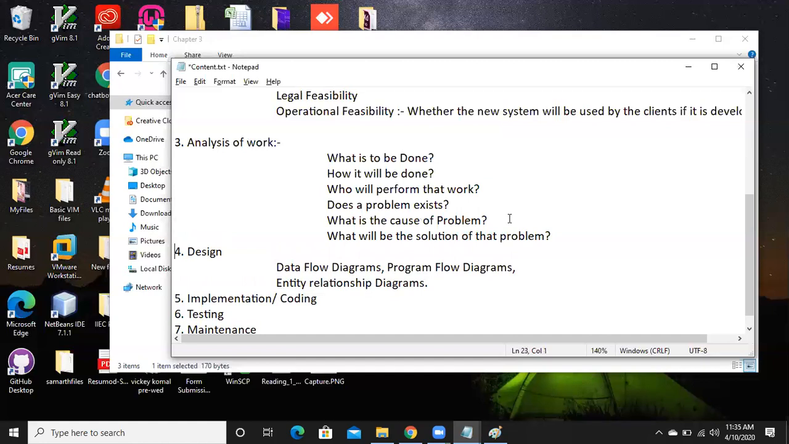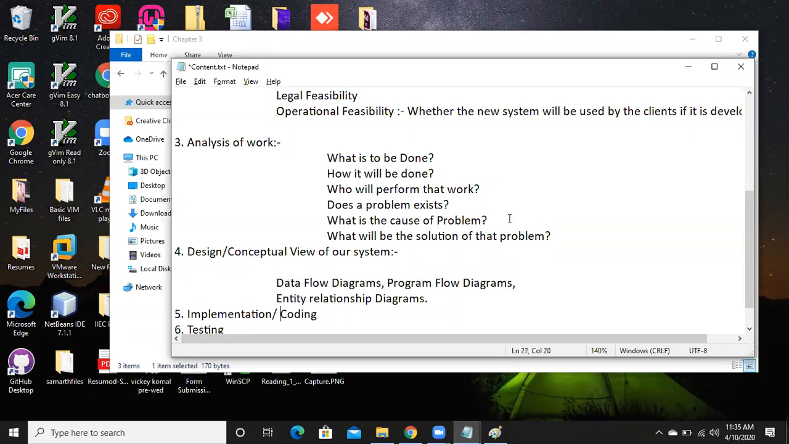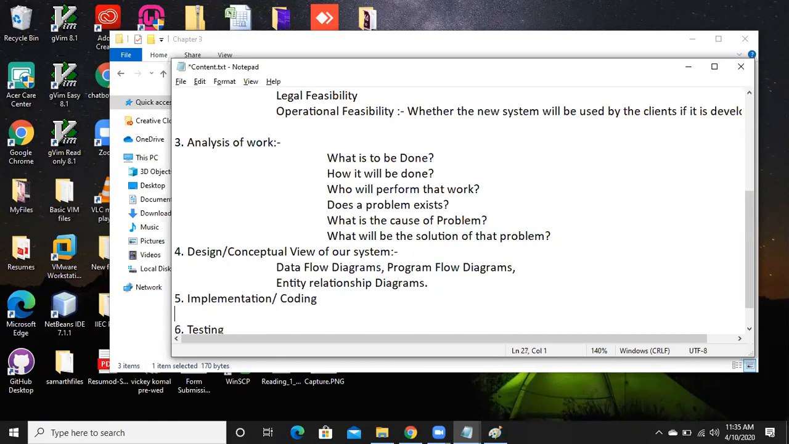Okay, so our fourth step will be the logical design. We can say logical design or conceptual view of our system. Let me mention the names: conceptual view of our system or logical design, right? In the fourth step, we decide what the logical design will be, what the flow of our system will be, what databases will be used in my system, what my program flow structure will be, and how data flows between the modules.